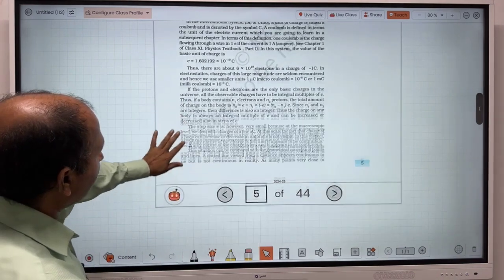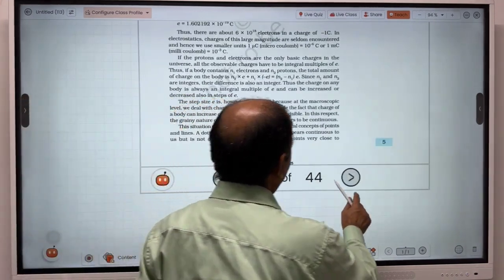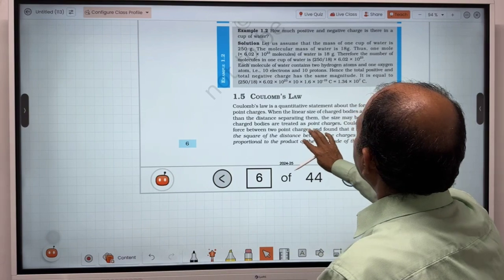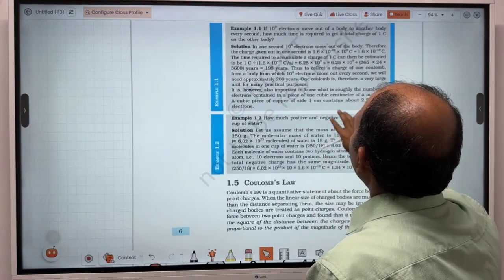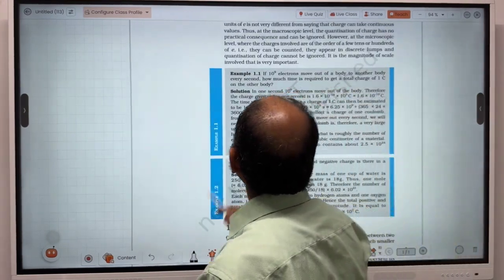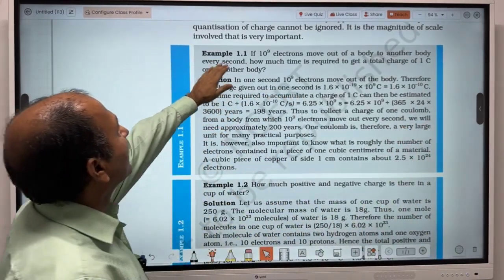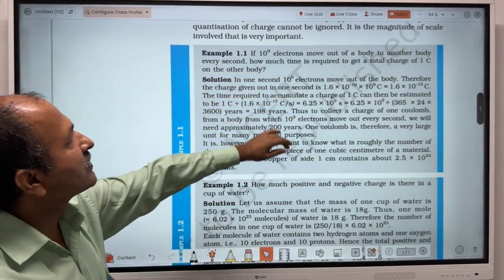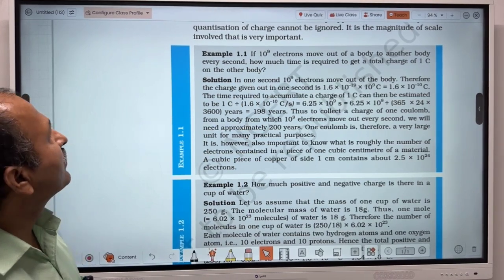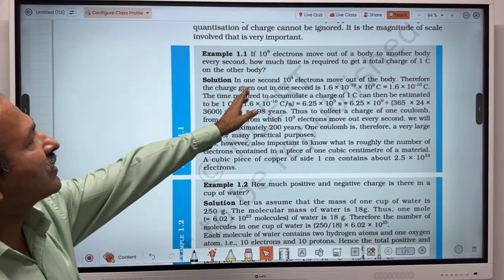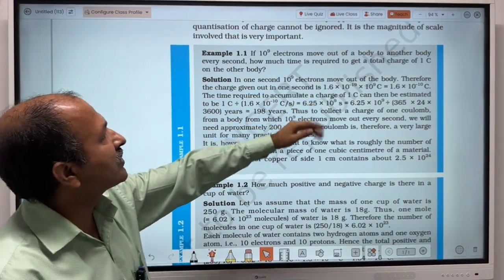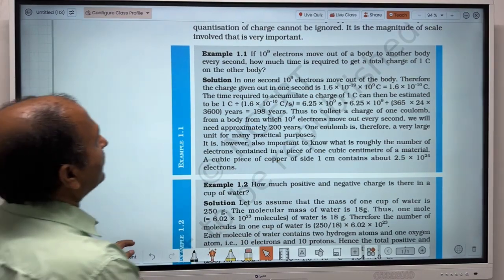Now, here there is one question. If you can see example number 1: if 10 power 9 electrons move out of a body to another body every second, how much time is required to get a total charge of 1 coulomb on the other body?